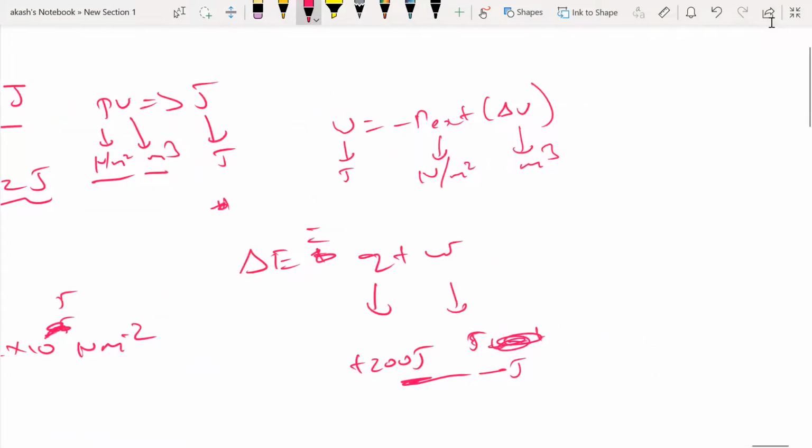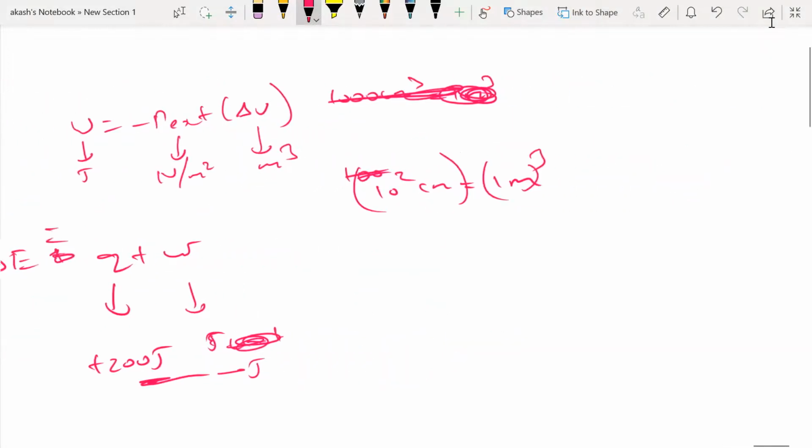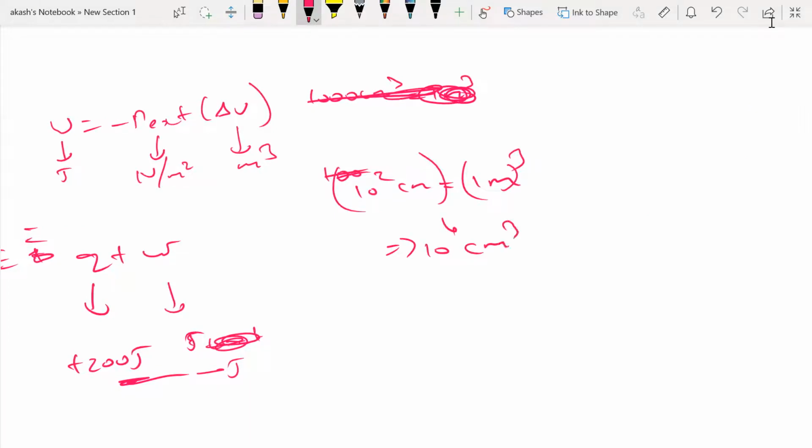And hope you know the conversion between 1 meter cube and centimeter cube. I think 1000 centimeter cube is 1 meter cube? No, I think it's more. 10 to the power 6 should come, right? Yes, because 100 centimeter, or 10 to the power 2 centimeter, is equal to 1 meter. If I just cube both sides, it becomes 10 to the power 6 centimeter cube is equal to 1 meter cube. So this is the conversion: 1 meter cube is equal to 10 to the power 6 centimeter cube.